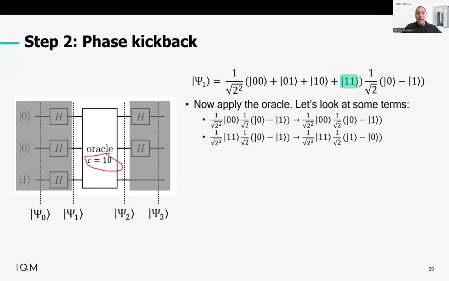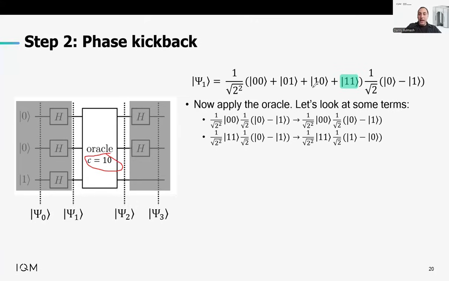But let's look at what happens when we feed in this last term into the oracle. It compares 1, 1 to the input. And it says, hey, I've got a match. The first qubit of the input and the first qubit of the code match, and they're both ones. So what does it do? It says, I'm going to flip the answer qubit.